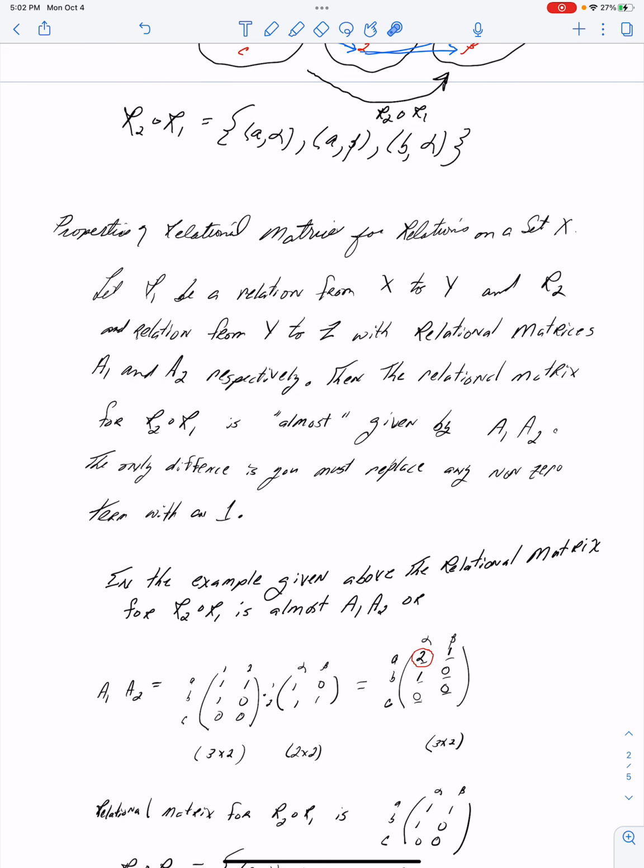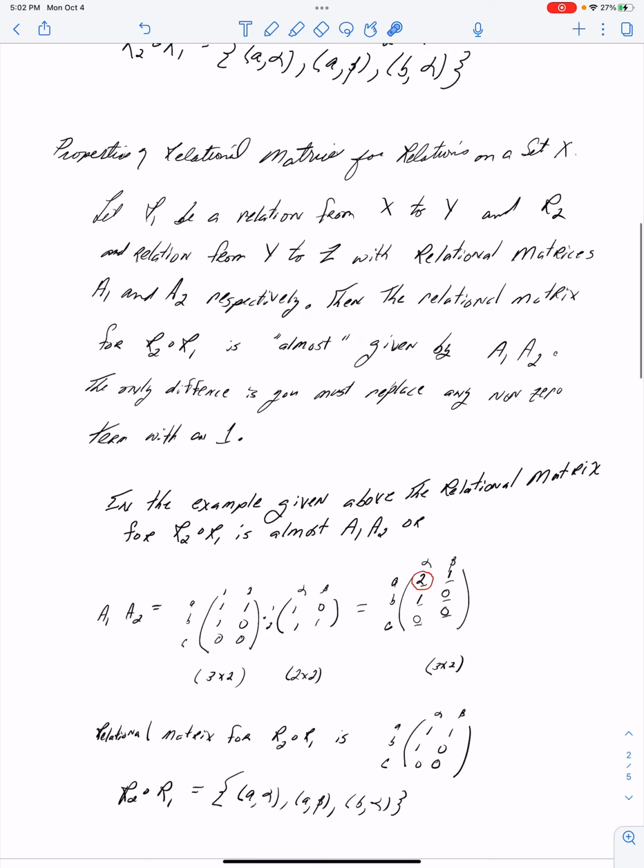And I say it's almost given by the product. How does it differ? Well, the only difference is you take this product, which may have numbers other than 1, but you simply replace every non-zero number in this product with the number 1. All right.